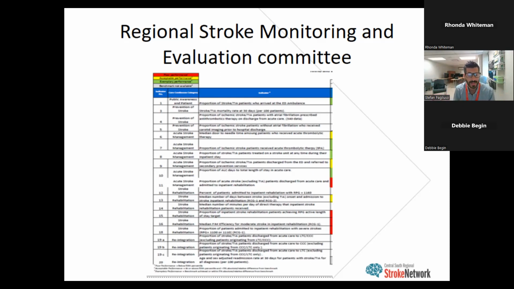We call those onset days. We look at the actual number of minutes that patients receive in stroke rehabilitation on a daily basis, which we call rehabilitation intensity. We also look at things like FIM efficiency, the amount of change in a functional independence measure over time. And then we look at the proportion of patients with severe stroke accessing rehabilitation, and the proportion of patients who access complex continuing care or require referral to long-term care. And finally, readmission rates are also looked at in this committee.